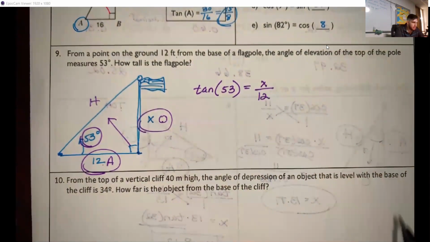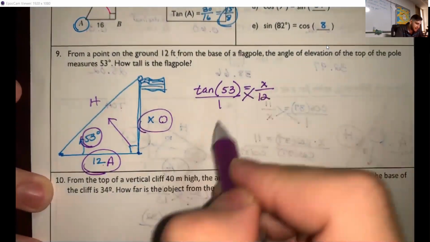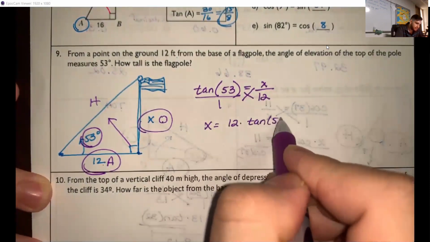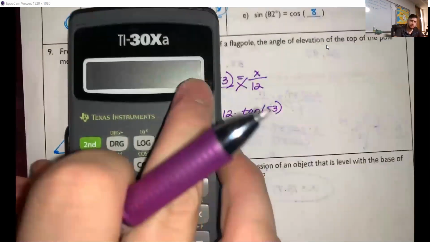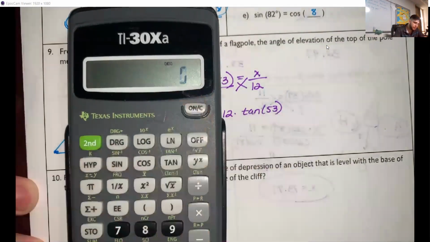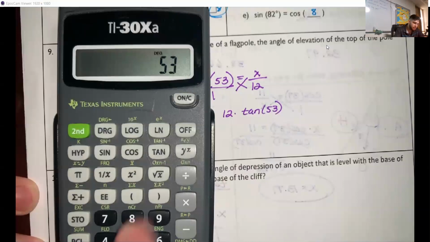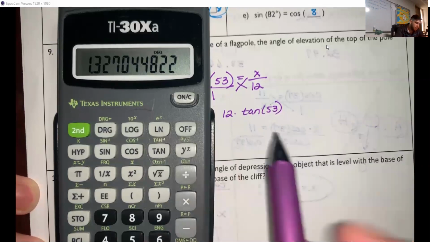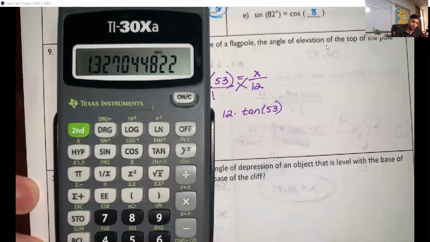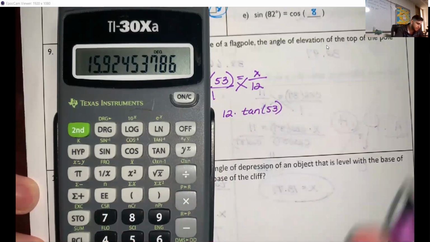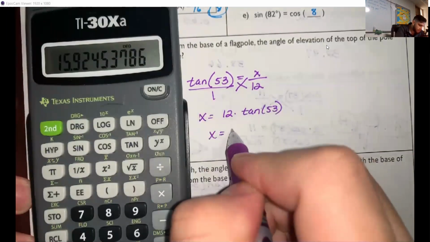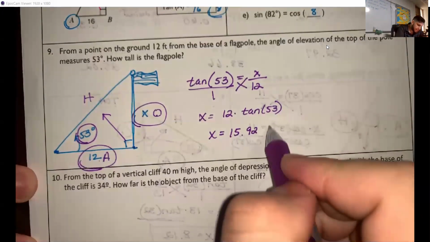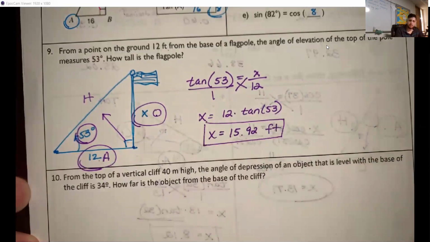And it's just more of the same. We're going to put this over 1, cross multiply. X times 1 is X, 12 times tangent of 53. That's what we're going to figure out right now. Thankfully, we have our calculator. So first, we'll do tangent of 53. I'm going to do angle 53. Tangent of that is 1.33. And then this number times 12. I'll just do this all in one step. Times 12 equals 15.92. So X equals 15.92 feet. That's how tall the flagpole is.